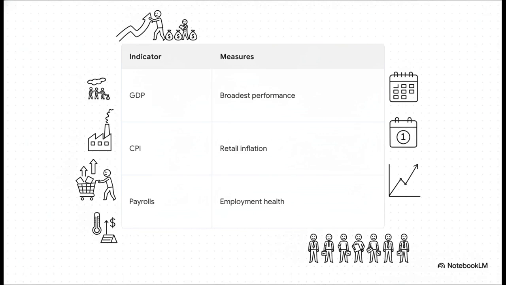Second, we have the Consumer Price Index, or CPI. This measures retail price changes using a representative basket of goods, and it acts as our main benchmark for inflation. And third, non-farm payrolls. Released on the first Friday of each month, this data shows us the exact health of the job market, where sharp increases generally signal prosperous growth.